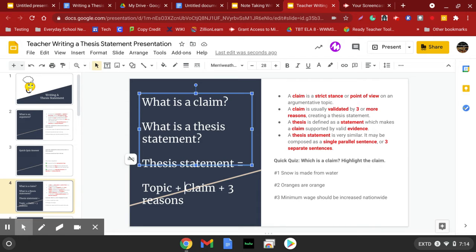Here's a quiz. Which is a claim? Remember what a claim is. Number 1, snow is made from water. Number 2, oranges are orange. Number 3, minimum wage should be increased nationwide. Which one is a claim?